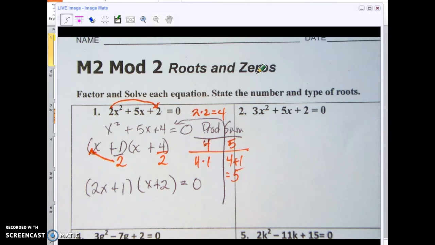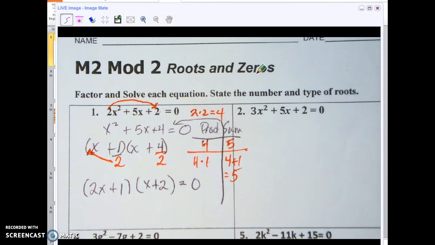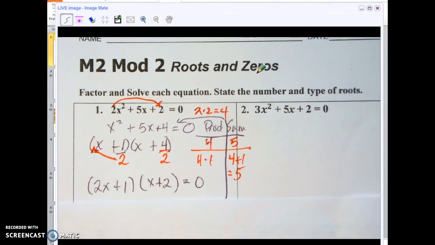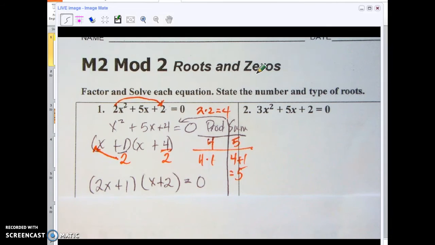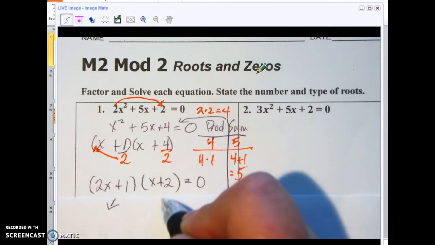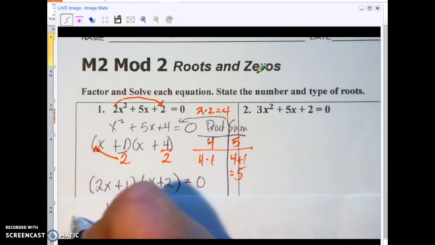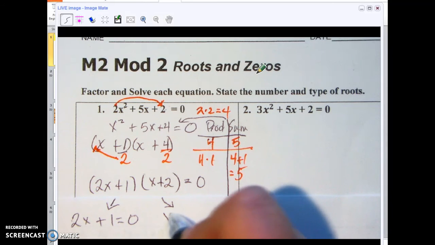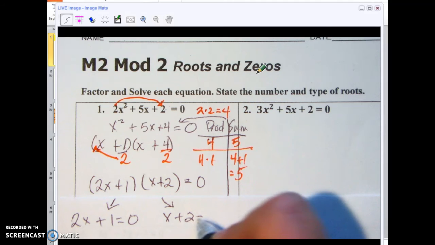Okay, now I come to the new part. All of that we've done before. All of that we knew how to do. Now the new part is, there's more. But wait, there's more. I split this up, and I'm going to put 2x plus 1 equals 0, and x plus 2 equals 0.